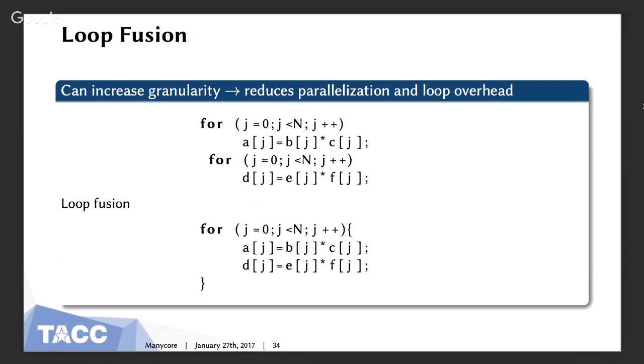These guys are completely independent of each other. Why not just combine these two loops? This way I'm giving more work to each task. Whereas before, at the top, if I wanted to parallelize that, I would have had to parallelize the first for loop and the second for loop. So I'm removing half the overhead by combining those loops into one, as I have on the bottom.